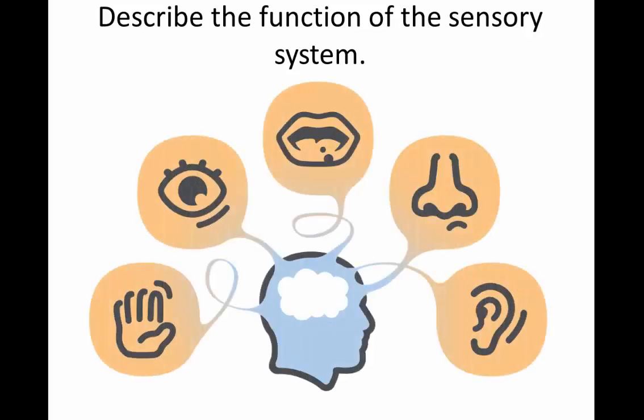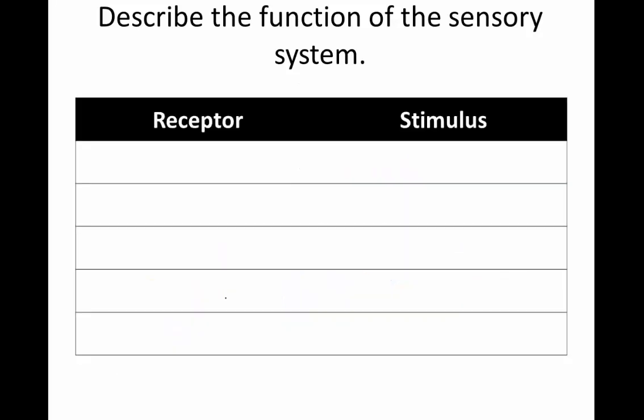The sensory system is responsible for that. And so the sensory system is involved in things like touch and sight, taste, smell, and hearing. But we want to take a closer look at the exact function of those different senses and how they ultimately trigger a sensory neuron to fire. So let's start by taking a look at the different types of receptors and what they're stimulated by in the sensory system.